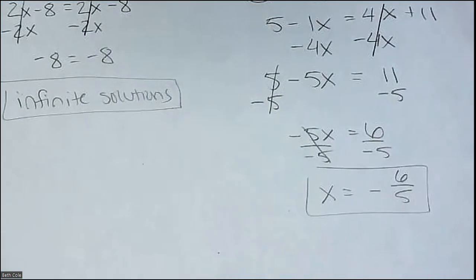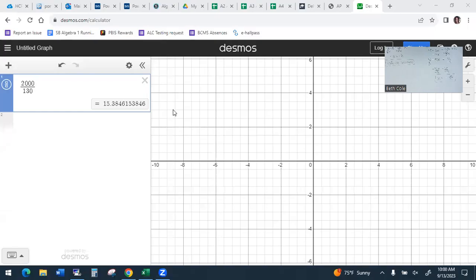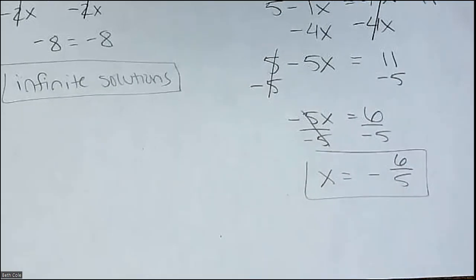Now, if you're like, hey, Miss Cole, what if I wanted to put it in the calculator? Well, I recommend against that because it's more work. I would just leave it alone. But if you typed it in the calculator and wrote -1.2 instead, full credit. It's the right answer. I just wouldn't bother typing it in because it's more work. I would just leave it as -6/5, but that's me.